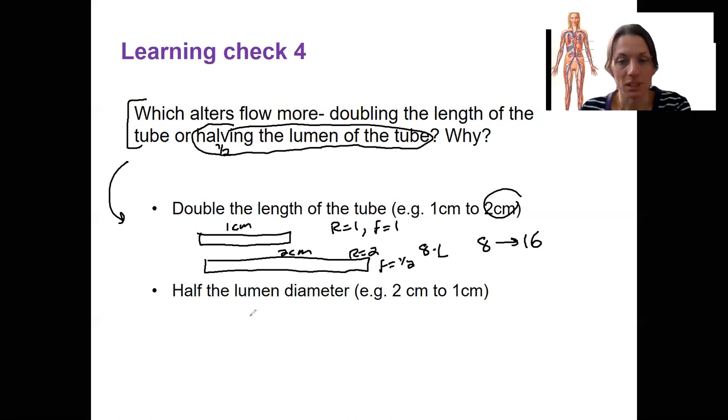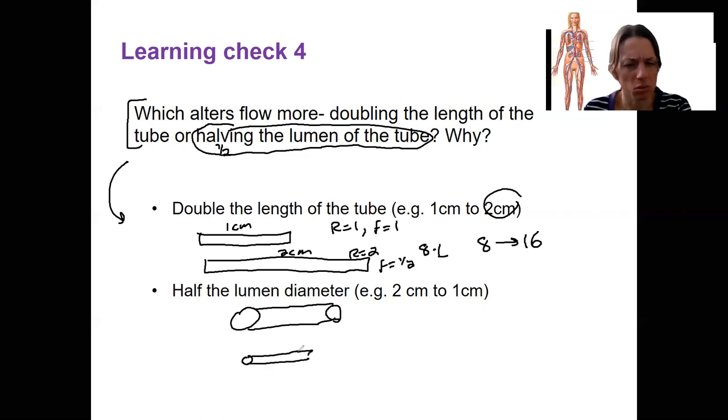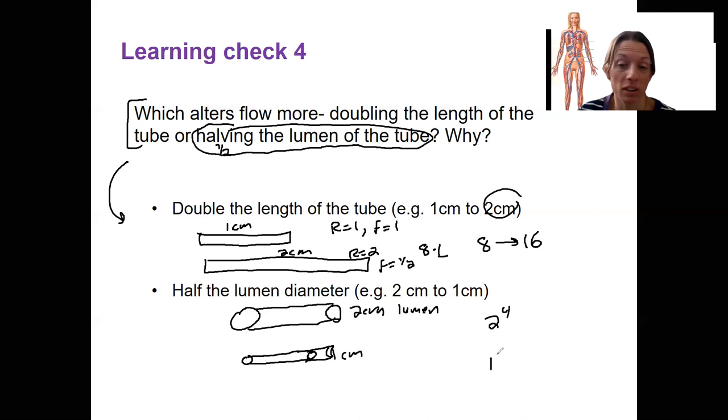If we have the lumen diameter, so we've got this tube here, and we make it smaller, about half as small. I am not a three-dimensional drawer. I can't draw. If we go 2 centimeters to 1 centimeter, this should be the same length, not changing length. This is lumen. How does that change our resistance value? Well, it was 2 to the 4th. Now it's 1 to the 4th on that denominator. This is 4 times 4, right? 64. I think I'm right about that. Wait, 4 times 4 is not 64, it's 16. 2 times 2 times 2 times 2 is 16. This is 16 times more resistance.